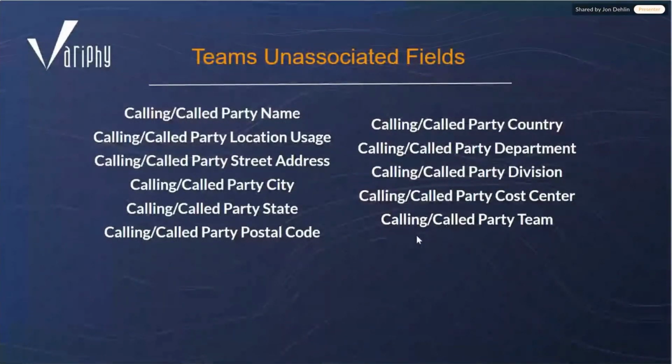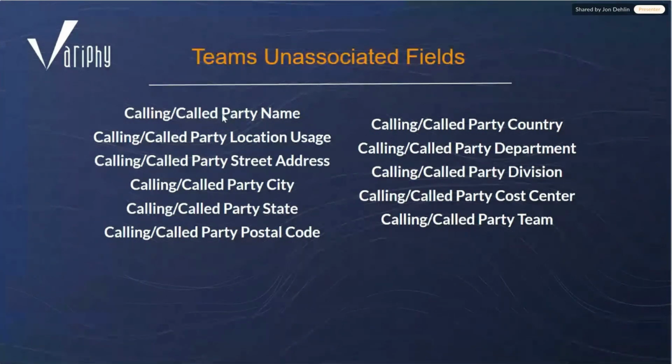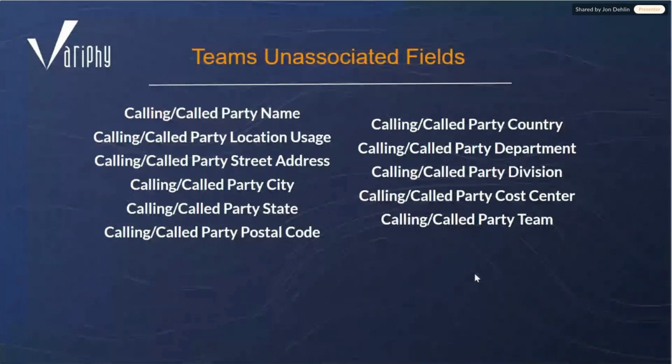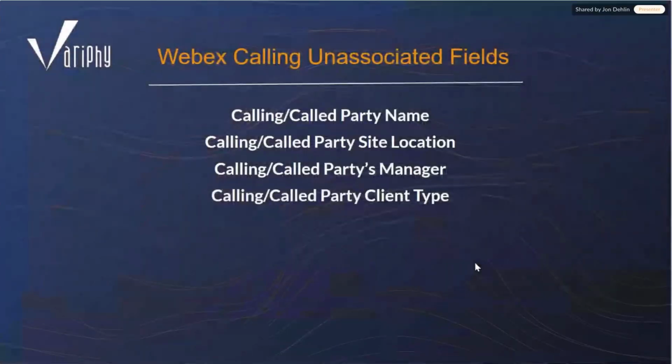Onto the Teams, we have the calling and called party side of the call, and with these 11 fields here, that's a total of 22 different options. Actually, it's 33 because it can be calling, called, or calling and called. So you see how that adds up as far as having options where you will see that unassociated. You can get an idea of why it's important to have some understanding.